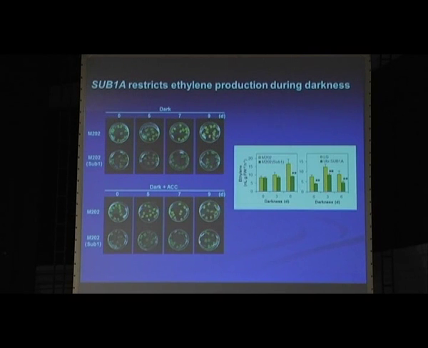We also quantified ethylene production during darkness. Constant darkness promotes ethylene production. However, the M202 sub1 and SUB1A overexpression lines reduced the ethylene production induced during darkness. And we also observed this phenomenon during submergence. Submergence also increases ethylene, but it's reduced by SUB1A. So this data indicates SUB1A blocks ethylene production.